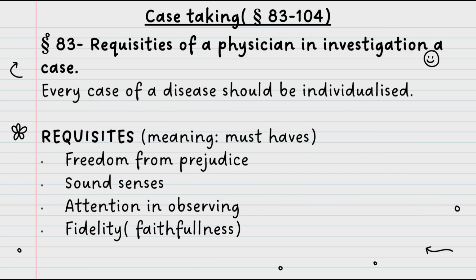So first is Aphorism 83, requisites of a physician in investigating a case. Every case of a disease should be individualized, isn't it? So for that, what are the requisites, the must-haves a physician should have when investigating a case? First one is freedom from prejudice. The physician should be free from prejudice. Why? Because he should not think that the person is Pulsatilla, or Nux vomica, just by 2 or 3 symptoms. Instead, he should study the case as a whole, find the totality, and then only understand which remedy comes. So for that, he should be free from prejudice.